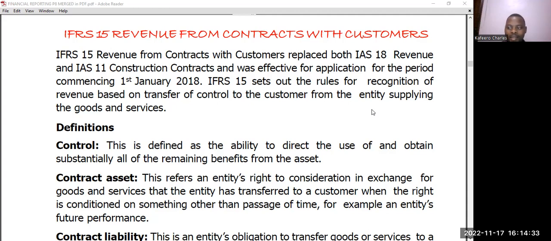As we discussed earlier, when we are looking at these IFRSs, we try to get much more into the new standards that have been introduced. And this is the second standard that was introduced recently. It was effective 1st January 2018, and it replaced some of the standards as we are going to be seeing.